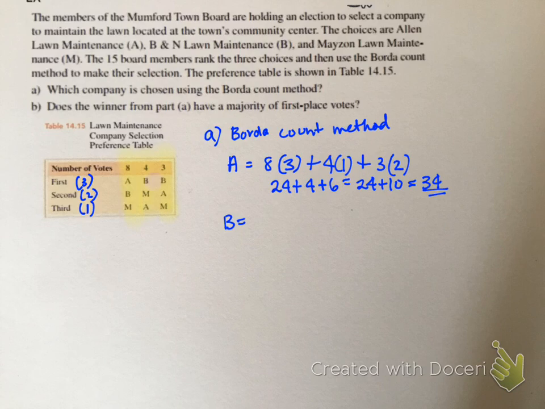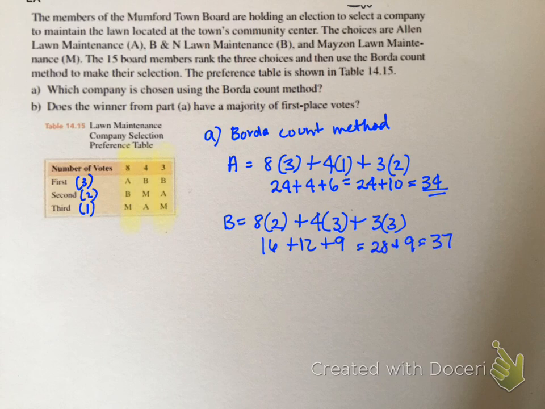So let's look at B. I'm going to erase all my marks and we'll check it out again. We look at the first column, and B came in second place, so the 8 votes get multiplied by 2 for second place. In the next column over, B is in first place, so those 4 votes get multiplied by 3. And then in the last column, B is in first place again, so those 3 votes get multiplied by 3. So I get 16 plus 12 plus 9. 16 and 12 will give me 28, and then add 9 to that, and you'll see we get 37.